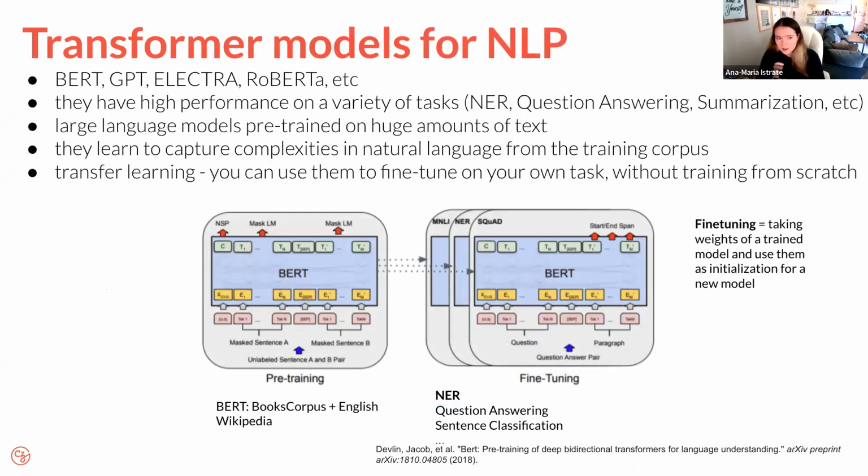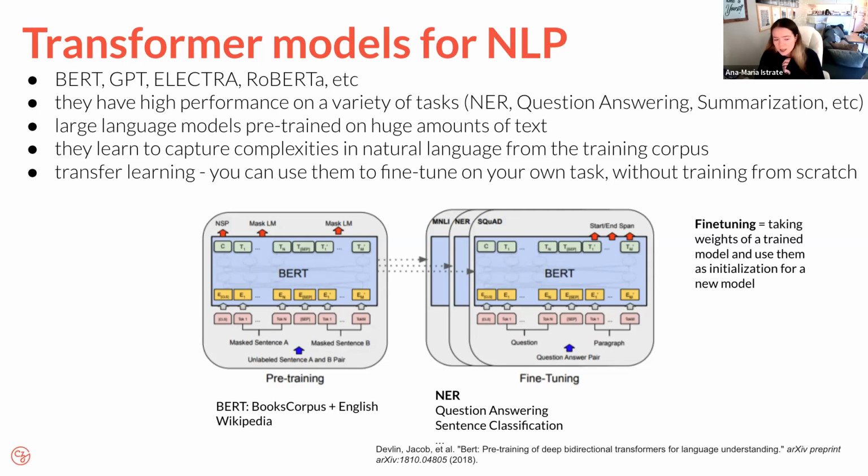Once we had this transformer model architecture, we've seen a boom in the number of large language models that are based on transformers that have been developed. So things like BERT, GPT, Electra, Roberta. And there's a lot of enthusiasm right now with things like ChatGPT, but these models really have been around for a few years now. They have high performance on a variety of tasks, like NER, question answering, summarization, and others, because they are pre-trained on huge amounts of text, huge corpora. So they learn to capture the complexities in natural language really well.